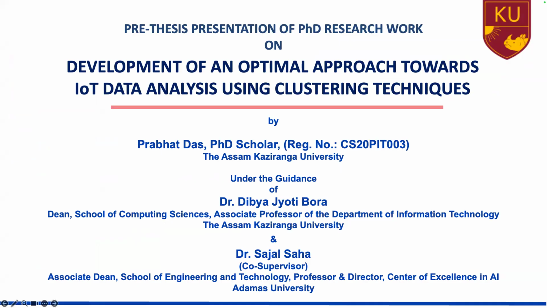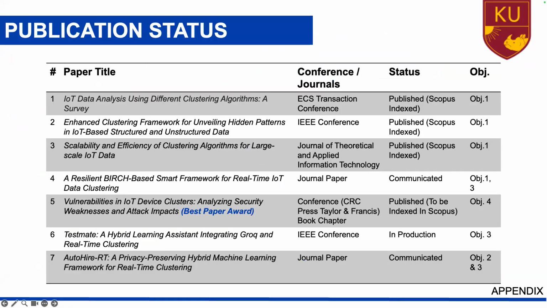I'm just starting. So again, I'm changing the screen. This is my publication status. As you know, in total, we have produced 7 papers, out of which one got published in a journal. Actually, 2 times.